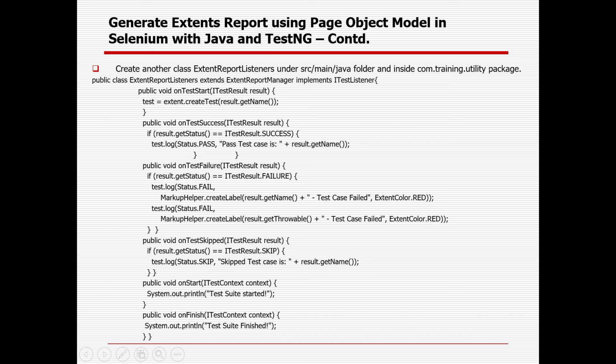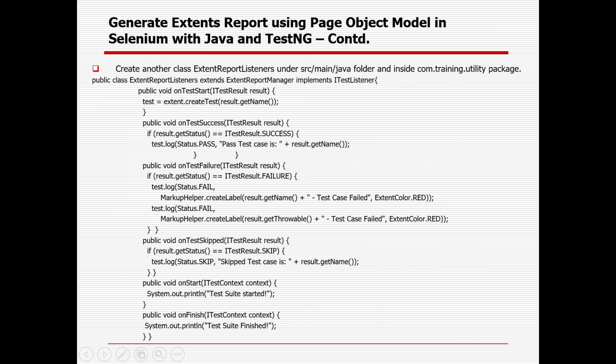Okay, so in case a test case passed, you'll be giving some output like passed test cases and the result of test name. In case of failure, a label will be created and it will be coming in red color, and it will also give a throwable along with that name. So throwable means whatever issue or error is there, it comes out like that.